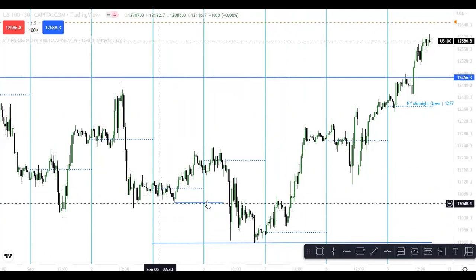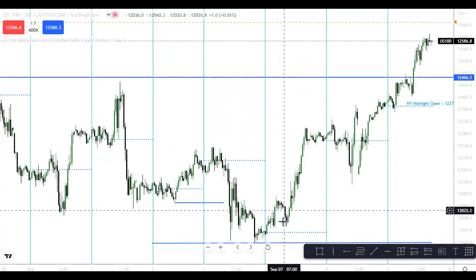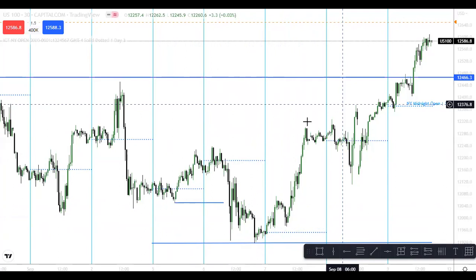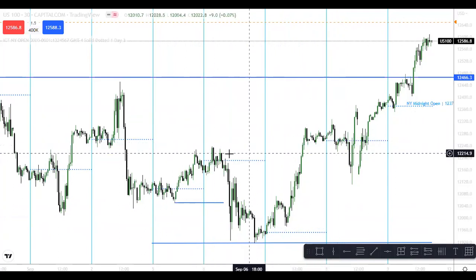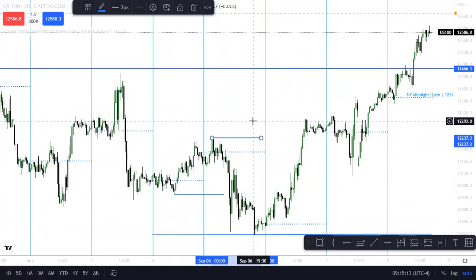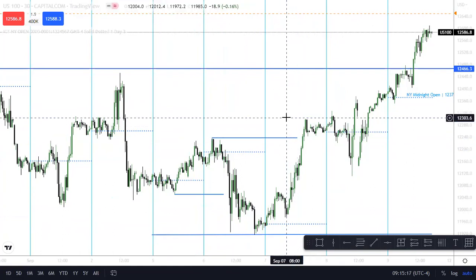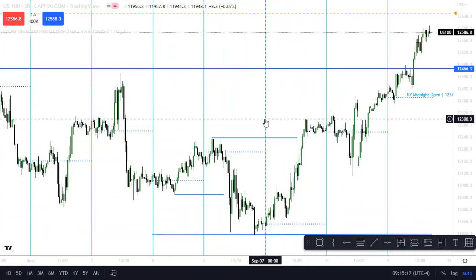We have Monday's low being raided on Tuesday. There's a market structure shift on Wednesday. Price traded higher, took Tuesday's high right there. So at that point in time, we have, just to get that eye emoji.